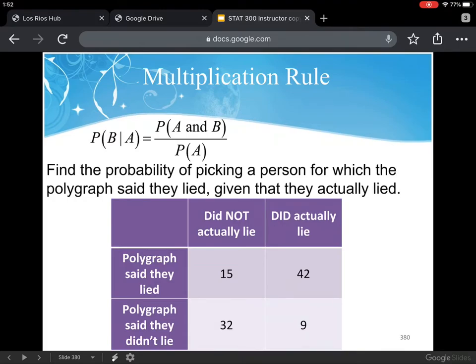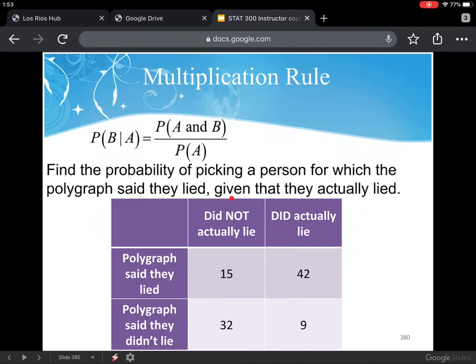We remember the polygraph test, and now we want conditional probability. And there's a way to go about this that's pretty quick if you think about it. It says here, find the probability of picking a person for which the polygraph said that they lied. And here's the word that's key for conditional probability: given that they actually lied, right? Given.